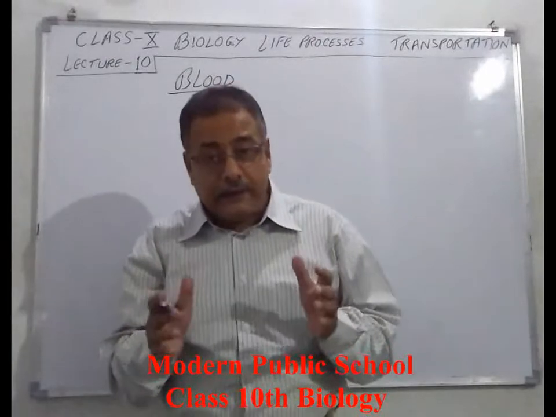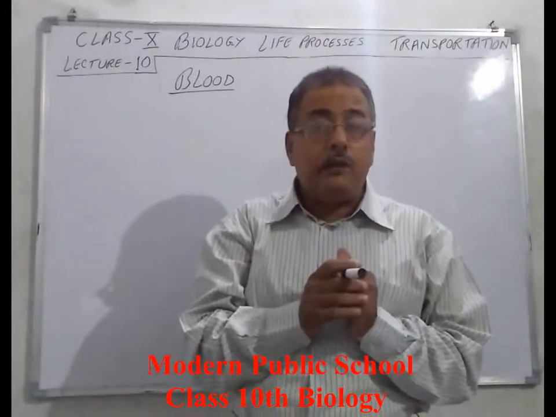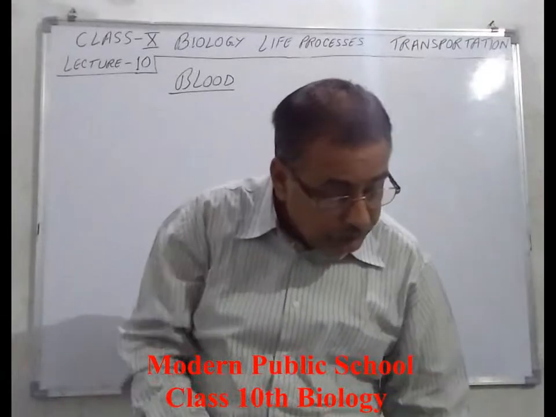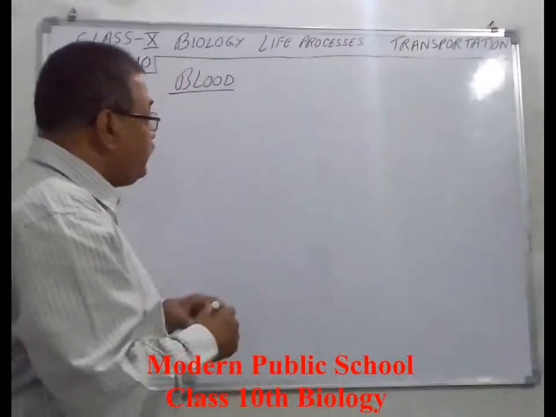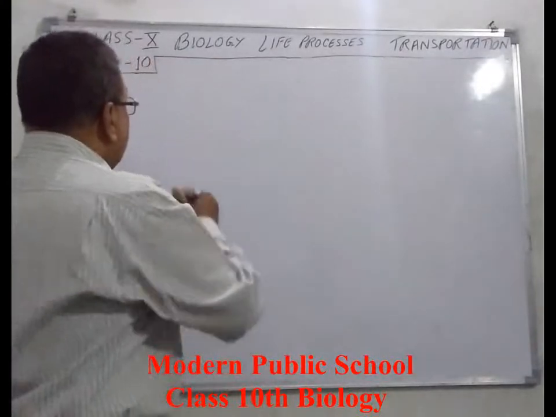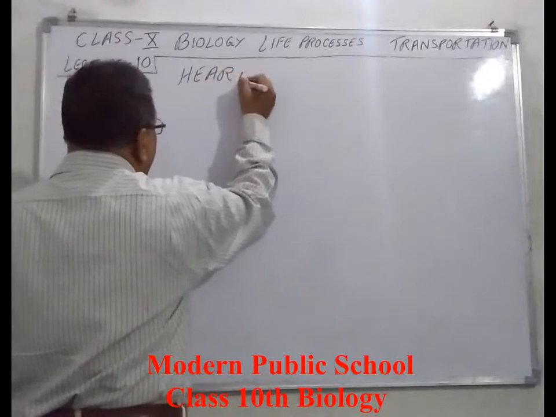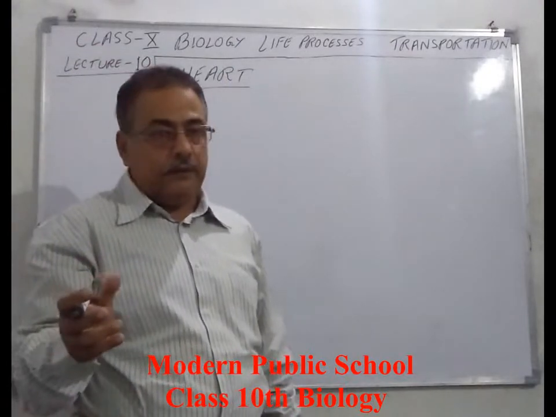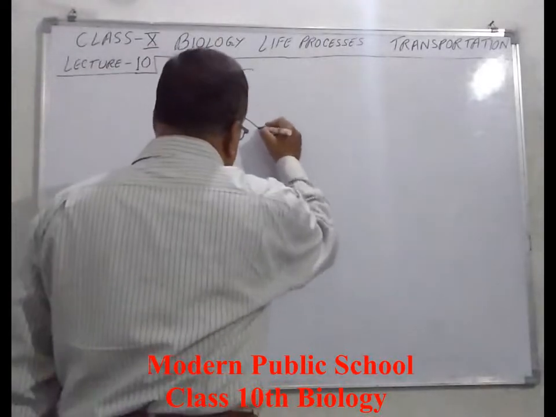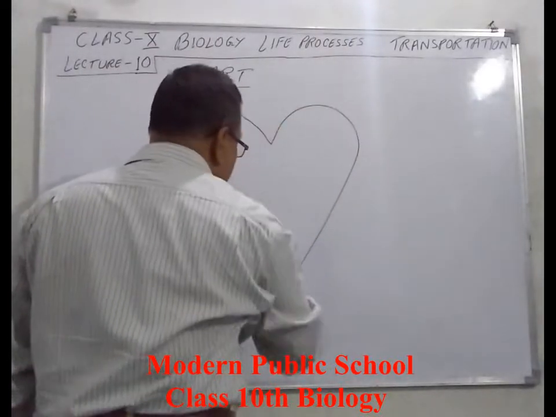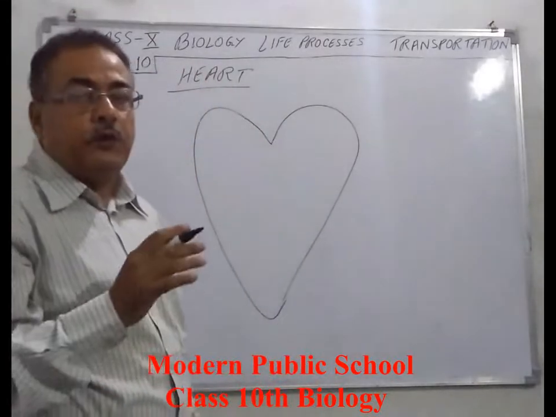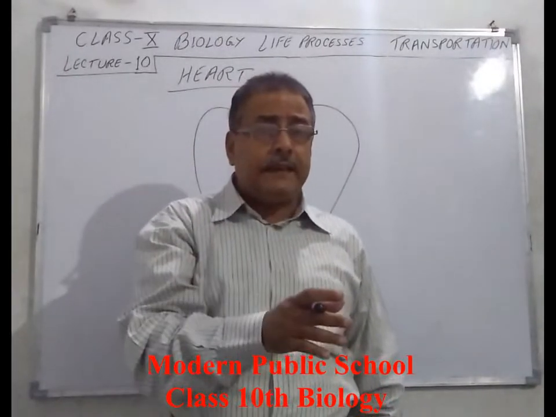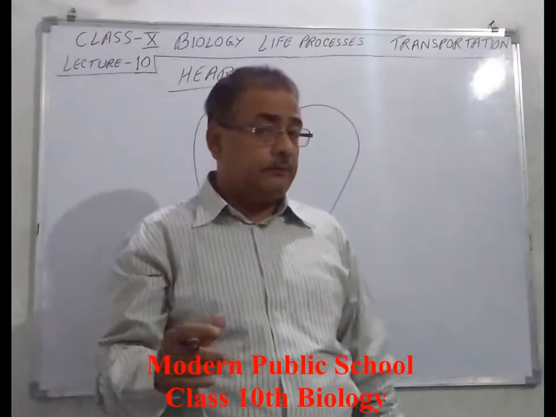We need a pumping organ, that is the heart, to pump the blood continuously so that the materials can reach each and every cell of the body. We are going to discuss the heart. Heart is a pumping organ. It is well developed in birds and mammals. It is a 4-chambered heart. In birds and mammals, the heart is 4-chambered, and the heart pumps both types of blood, oxygenated blood as well as carbon dioxide rich blood.